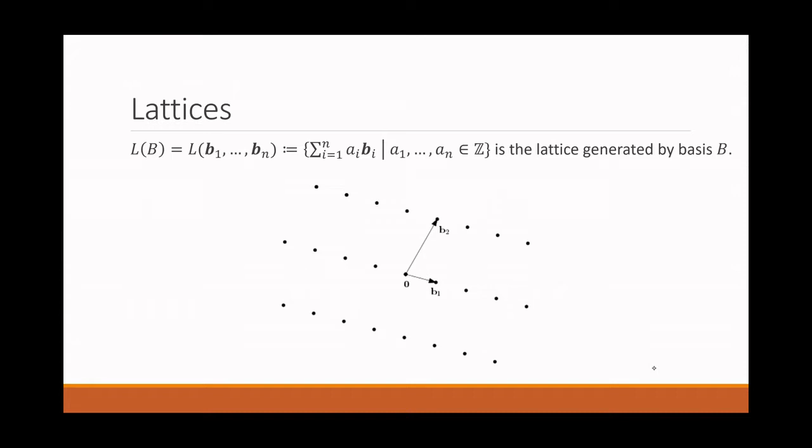So lattices are the fundamental objects of study in this talk, and lattices are geometric objects which look like regular orderings of points in space. More formally, a lattice is the set of all integer linear combinations of some n linearly independent vectors, b1 up to bn, which form a basis of the lattice. So in this example, n is equal to 2, and we get the lattice generated by b1 and b2 by taking all integer linear combinations of these points. So for example, we have 2b1, 3b1, b1 plus b2, 2b1 plus b2, and so forth.